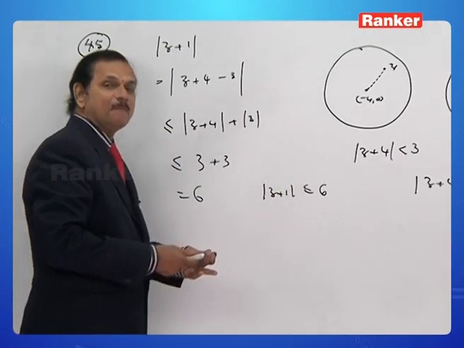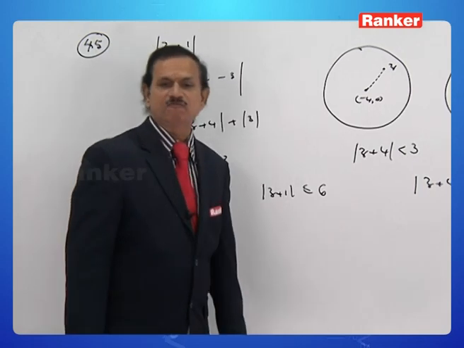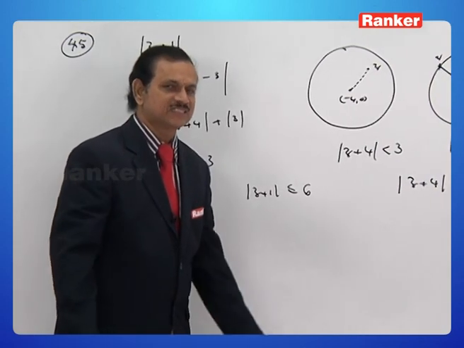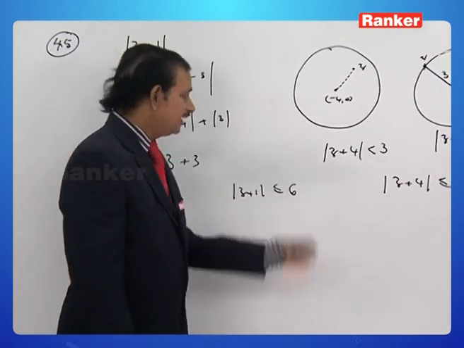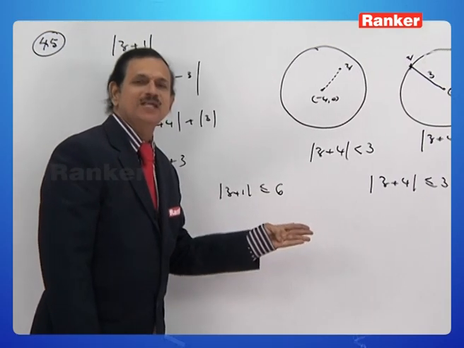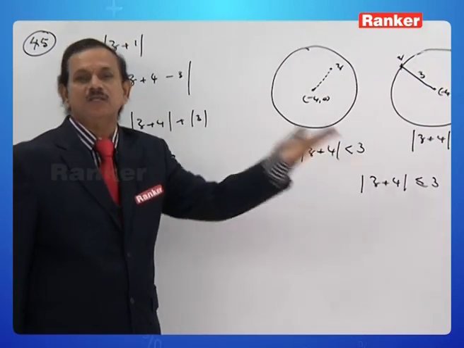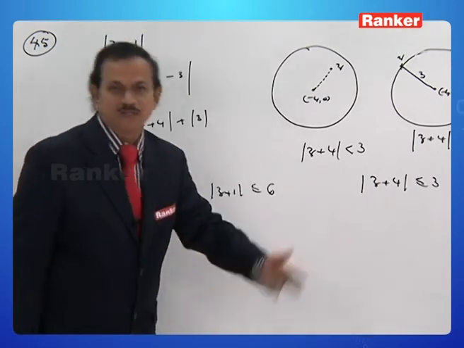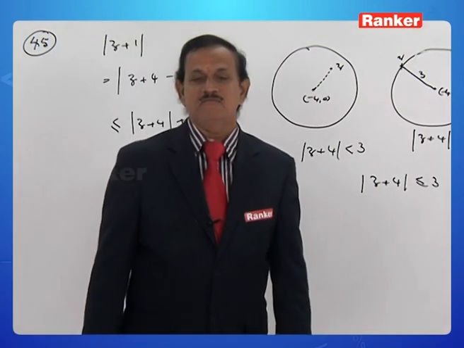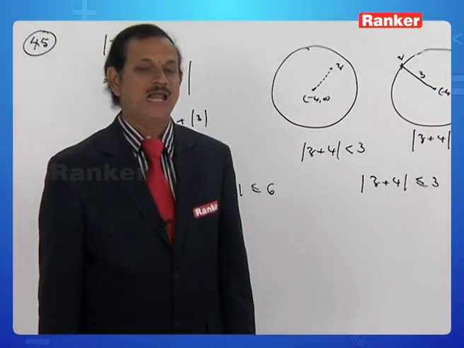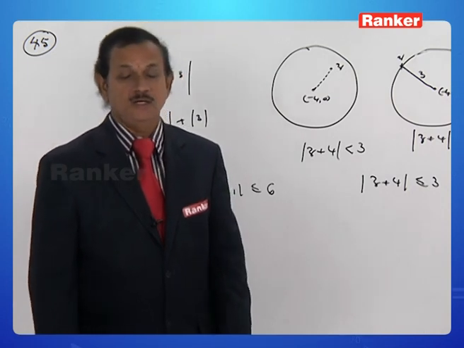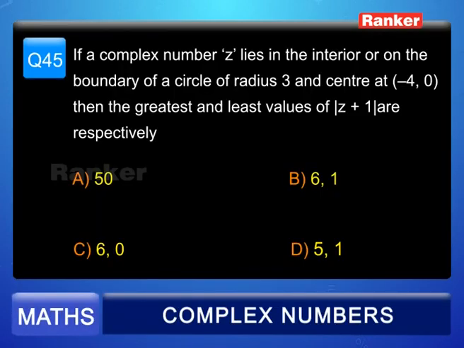We should feel happy. What is the maximum value of mod z plus 1? 6. Isn't it? Less than or equal to 6. What does it mean? It can never exceed 6. It can at most be 6. It means that the maximum value, that is the greatest value, is 6. Then it is available in two options. Option B, it is 6. Option C, it is 6 about the greatest value. Well, what about the least value?